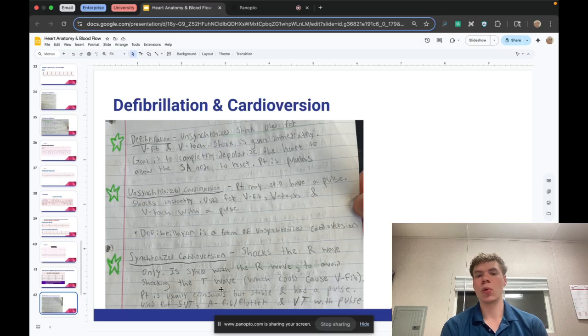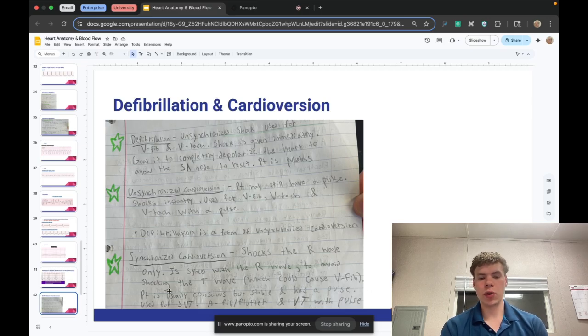But if someone has an organized rhythm and it's really fast and you still need to shock them for whatever reason, you would do a synchronized cardioversion because it syncs to a specific wave and only shocks that wave, specifically the R wave. Because we want to avoid shocking the T wave, which could immediately cause VFib or cardiac arrest.